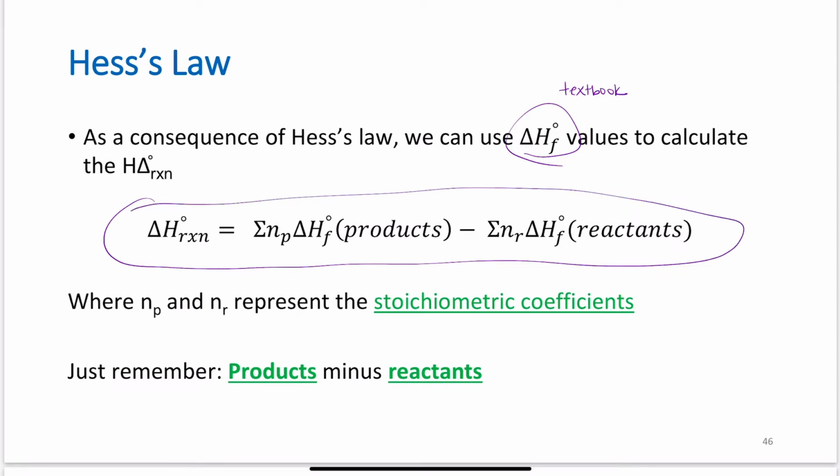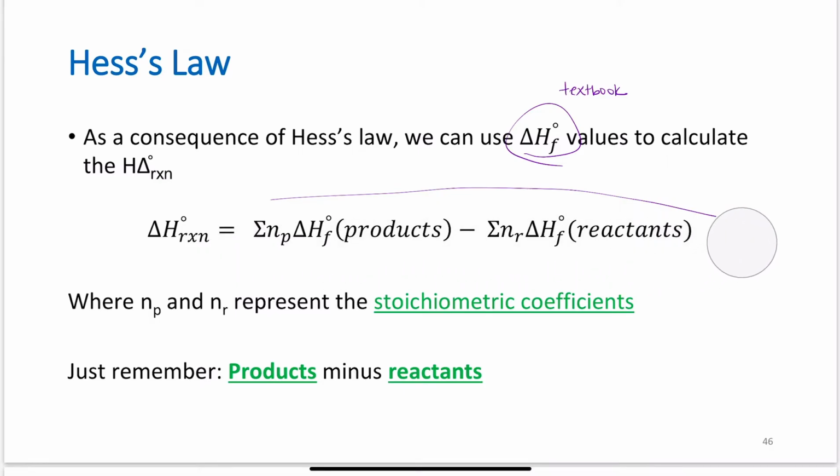Delta H reaction is equal to the sum of the number of moles of product times the delta H formation for that specific product, summing all of that together, minus the sum of the number of moles of reactant times the delta H formation for that specific reactant, and sum all the reactants together. N and P represent the stoichiometric coefficients for each product and reactant. And if you remember products minus reactants, you should probably get to the right point. But let's go ahead and work a couple examples just so you can see what I mean.